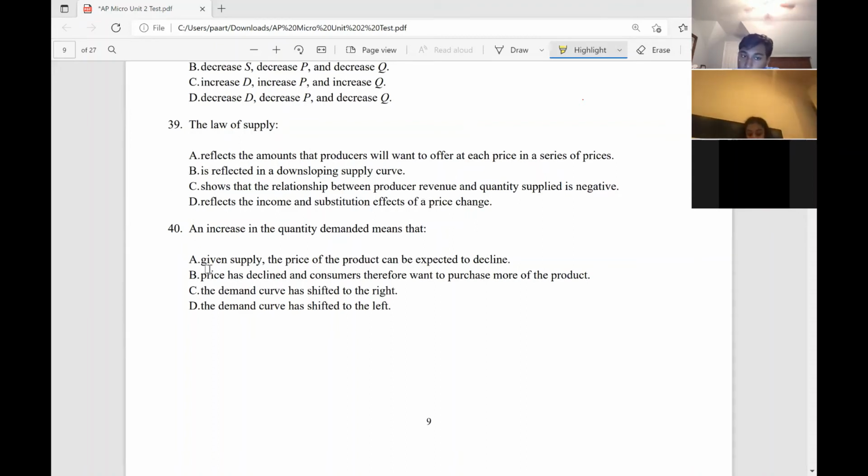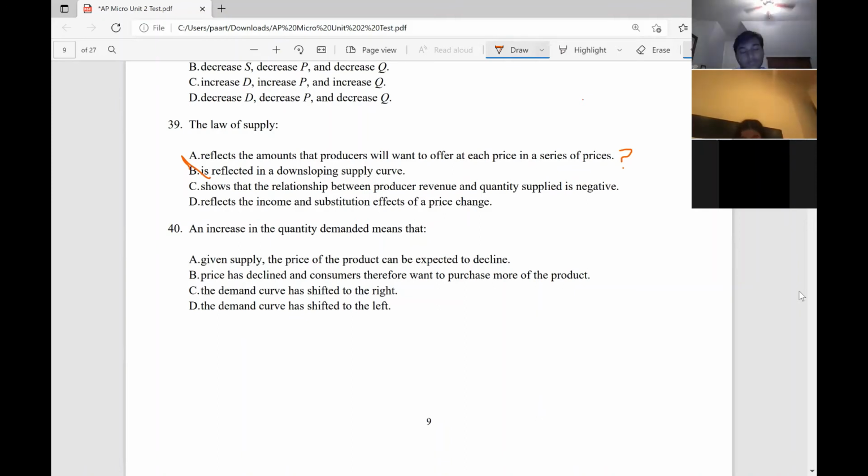So knowing that, A says reflects the amount that producers will want to offer at each price in a series of prices. I'm just going to put a question mark for that for now because that does sound correct, because we said that the lower the price, the lower producers want to supply, and the higher the price, the more producers want to supply. And then B is reflected in a down sloping curve. That is incorrect because supply is always represented in an up sloping curve. So we automatically know that is wrong.